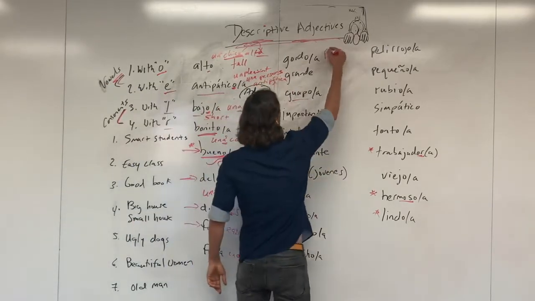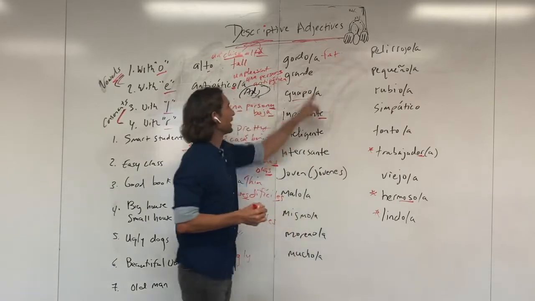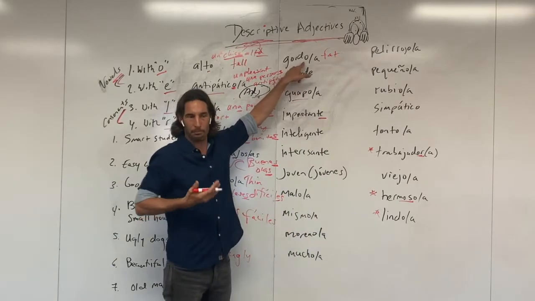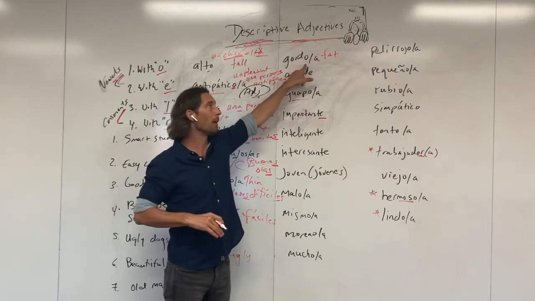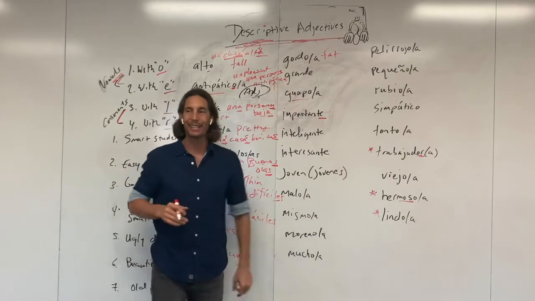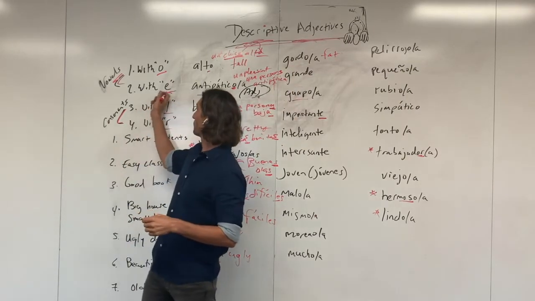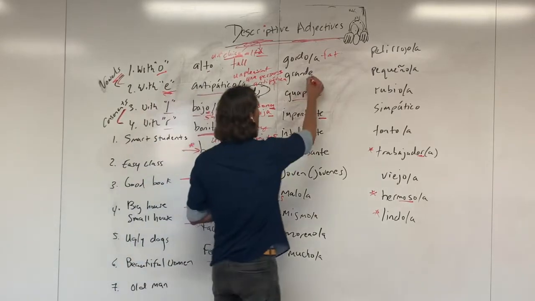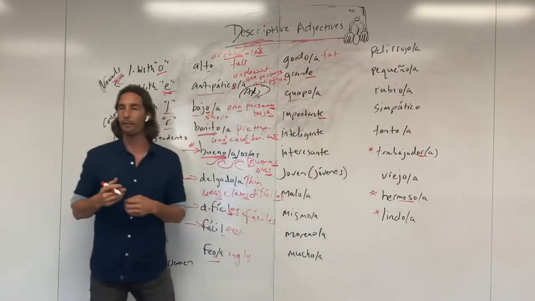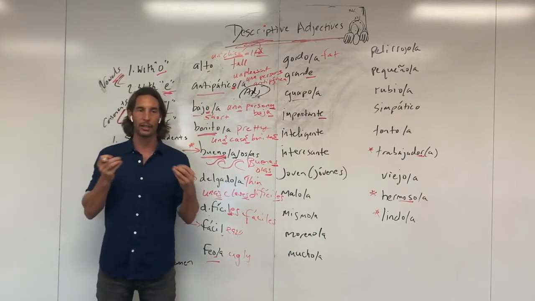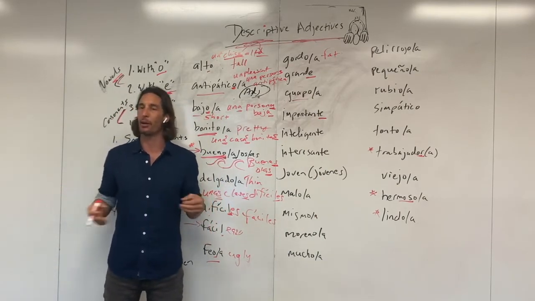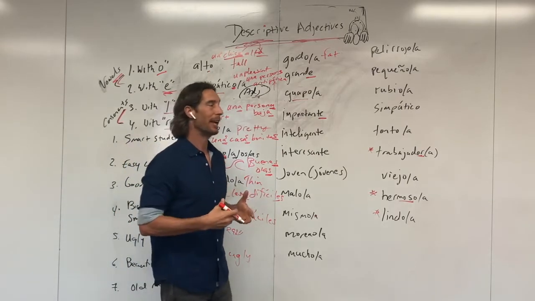Gordo means fat. And so again, it ends with an O, so you guys can now figure out how to modify that noun with that O. Grande, again, it's one of the ones we're talking about here. It's with an E. And so with grande, whether it's masculine or feminine singular, it doesn't matter. It will always stay grande.